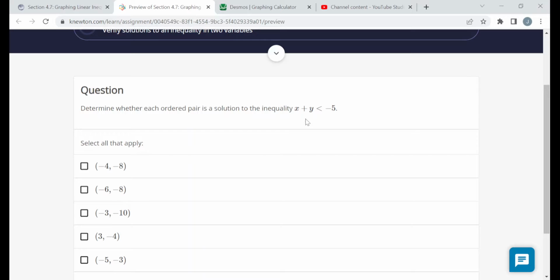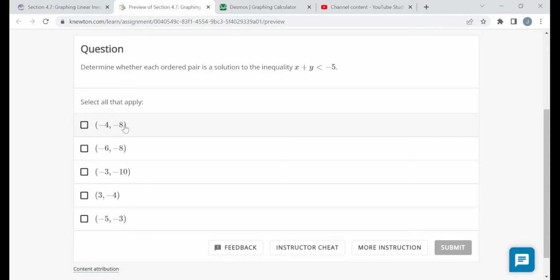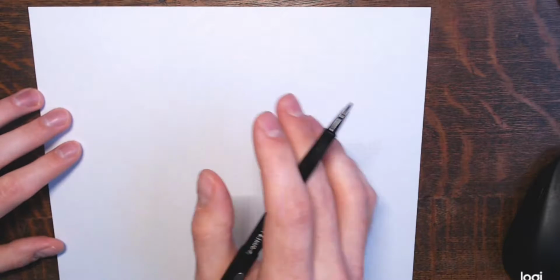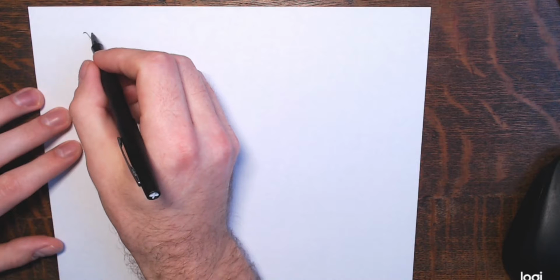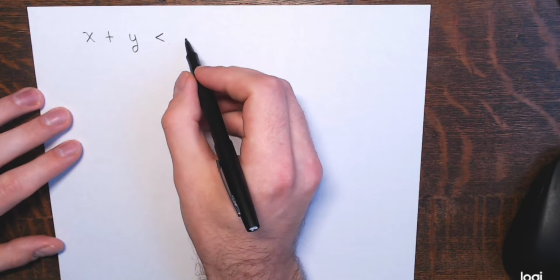Is this, we're given an inequality, x plus y is less than negative 5. Notice it's just is less than, not is less than or equal to. And then I'll go through each of these ordered pairs here. Notice it says select all that apply, and just select the ones that actually make this a true statement. And we'll talk about graphing these inequalities in a later problem. So x plus y is less than negative 5.